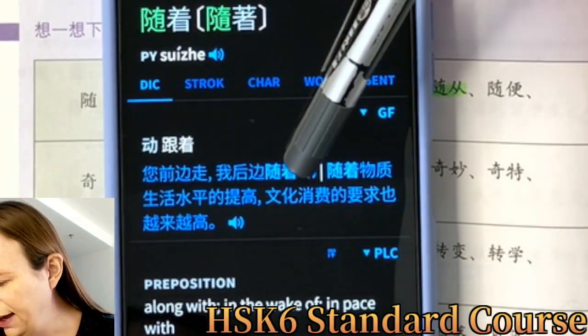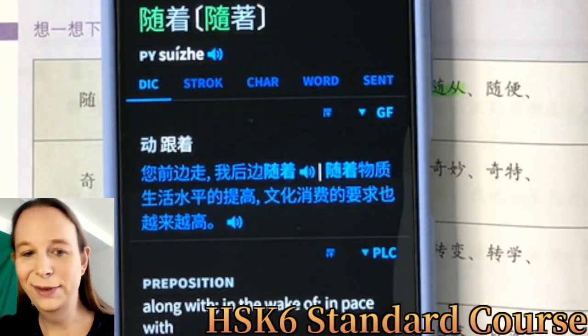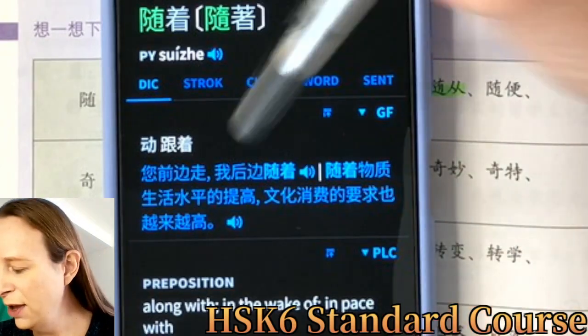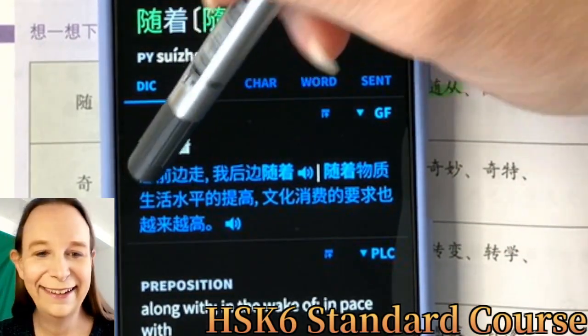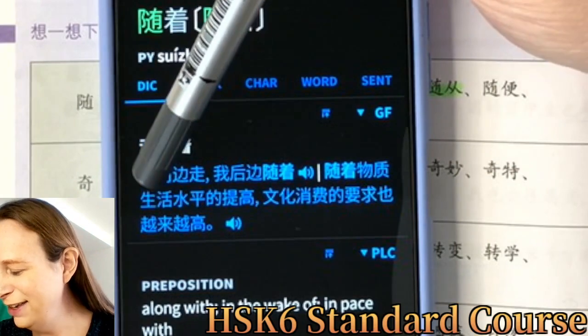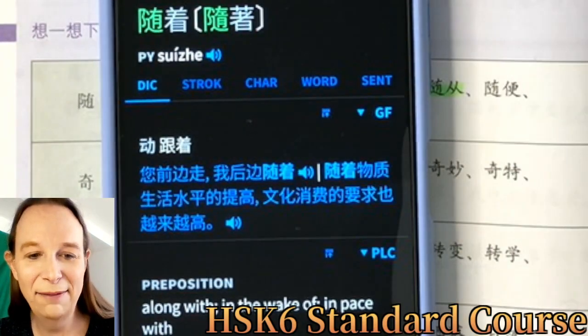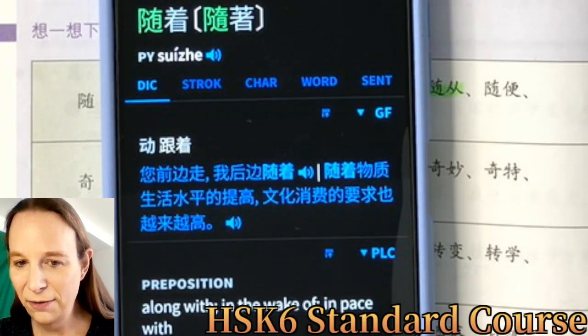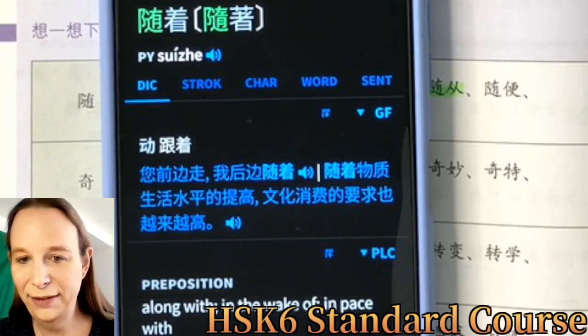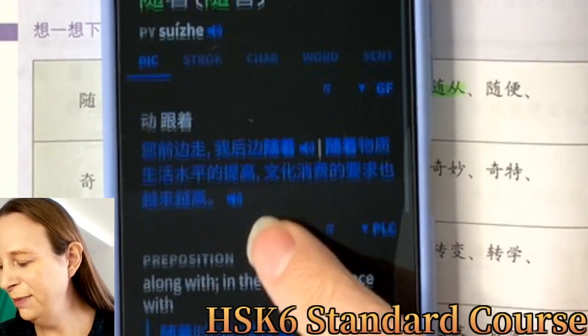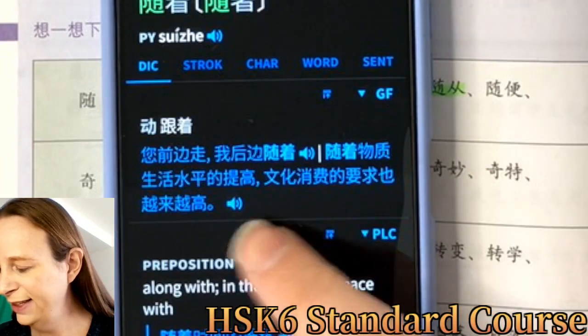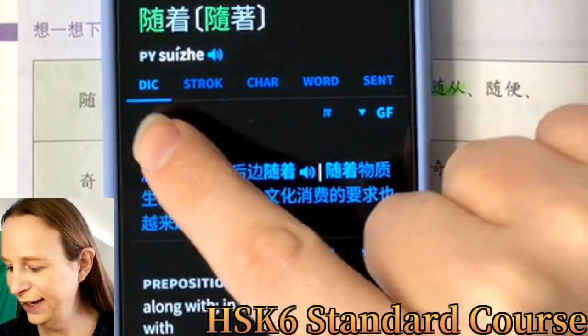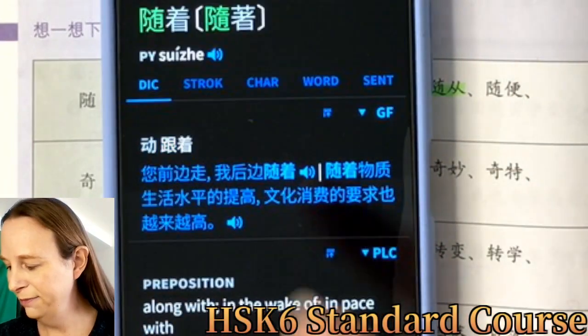您前边走,我后边随. Okay, so this is literal. This is the literal version, right? You walk in front. Maybe it's my teacher. You walk in front, and I will follow behind. So this is the literal definition. But I'm going to be honest. I almost never encountered this as the literal following.